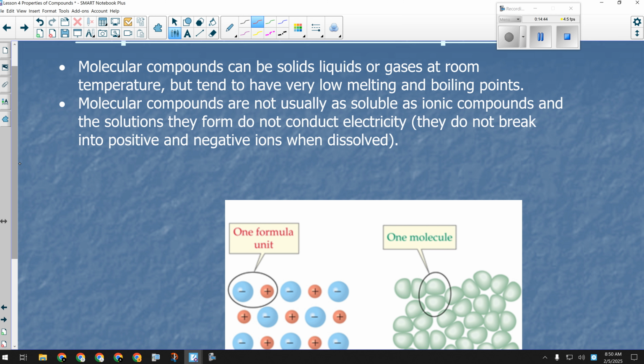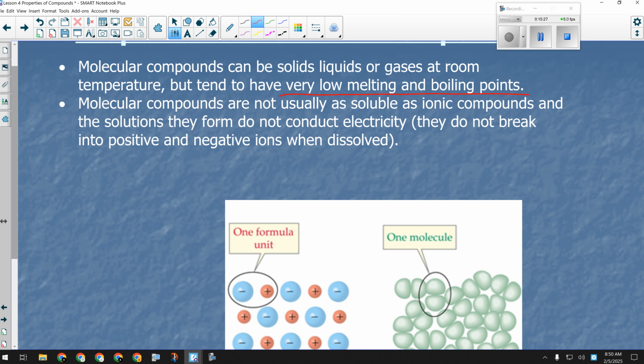Now, molecular compounds have low melting and boiling points, which means they can exist as solids, liquids, or gases at room temperature. Ionic compounds are only going to exist as solids. So if something is a liquid or a gas, spoiler alert, there are no gases, they're really hard to contain in a beaker. So none of your unknowns tomorrow will be gases. But they can be solids, liquids, or gases at room temperature. An example of a solid molecular compound is butter. Butter is a molecular compound, and it's a solid at room temperature, but its melting point is quite low. It turns to a liquid very easily.